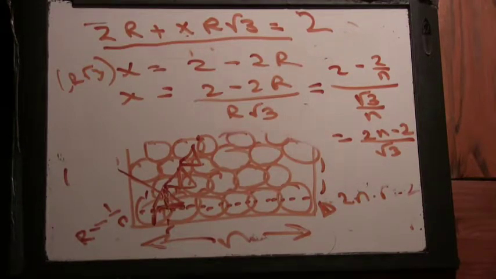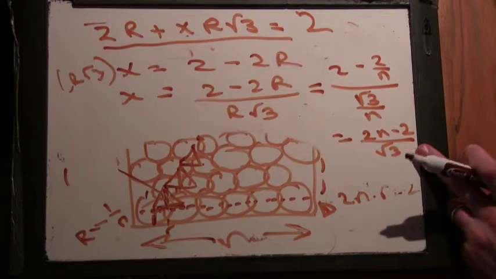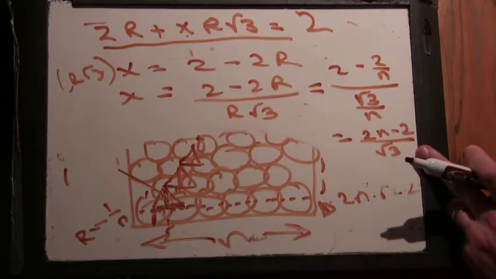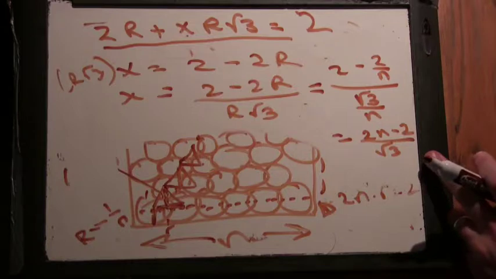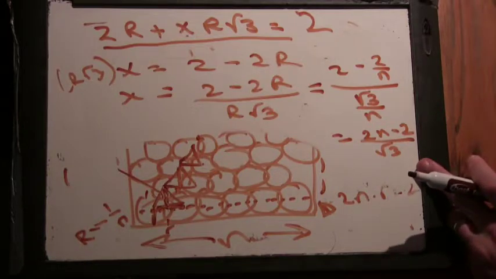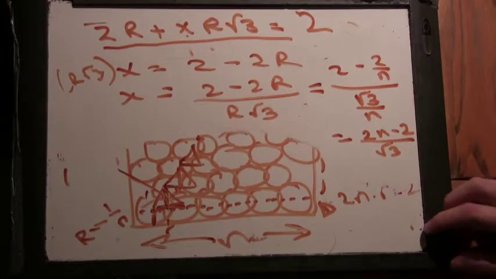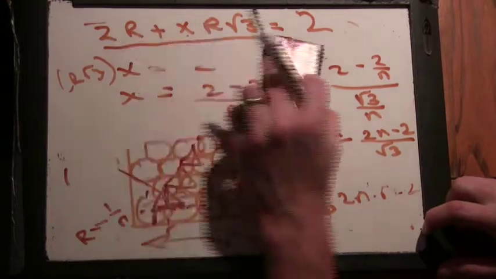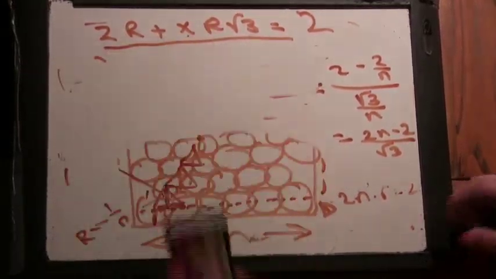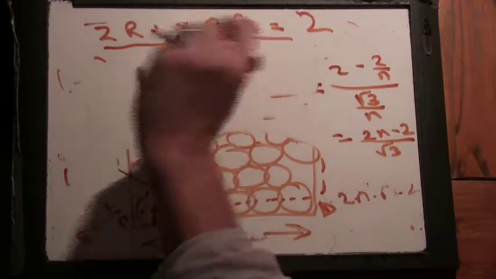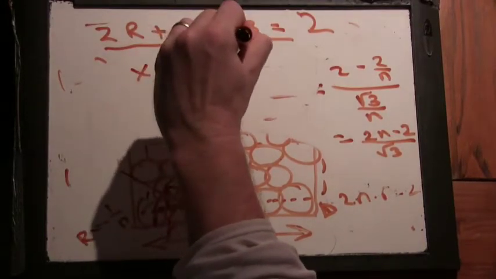So 2 times the number of circles on the bottom over root 3. Does that make sense to you? Yeah. Okay. So what is this going to look like as n goes to infinity? I think it'll look like 2n over root 3. So maybe we'll just approximate this with 2n over root 3, and say x is approximately 2n over root 3.